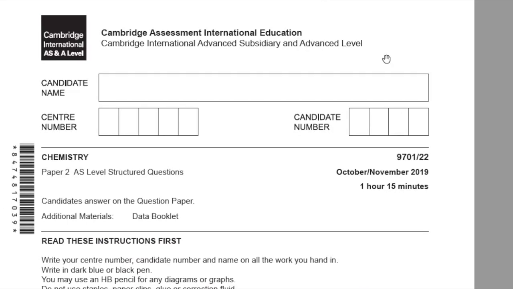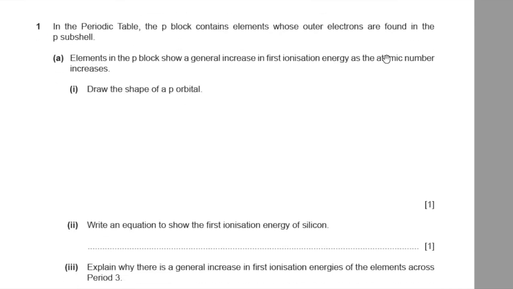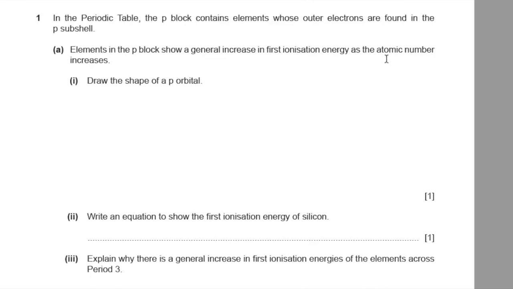Today I'll be solving Chemistry Paper 2 AS Level Structured Questions 9701 Variant 2 October November 2019. Starting with question number 1. In the periodic table, the P block contains elements whose outer electrons are found in the P subshell. Part A. Elements in the P block show a general increase in first ionization energy as the atomic number increases.